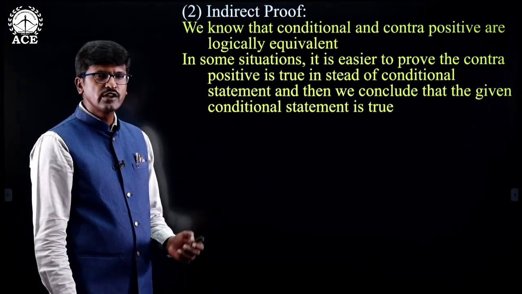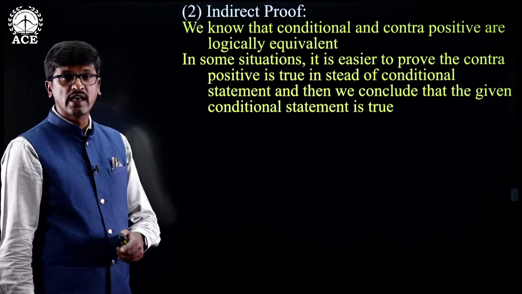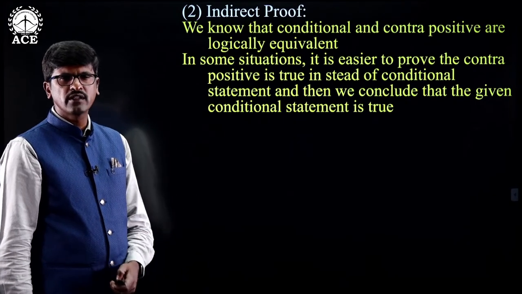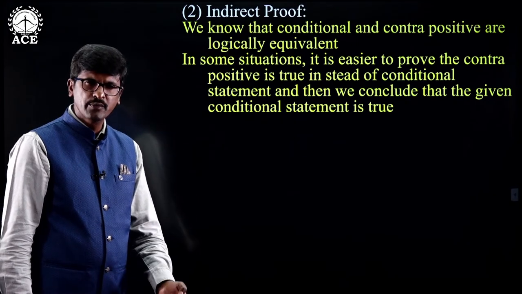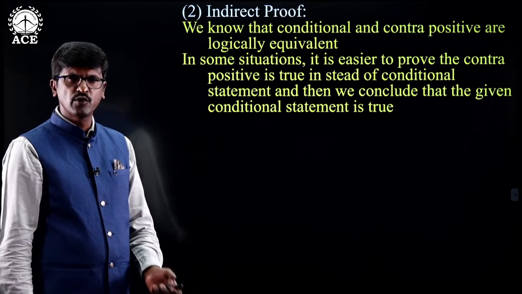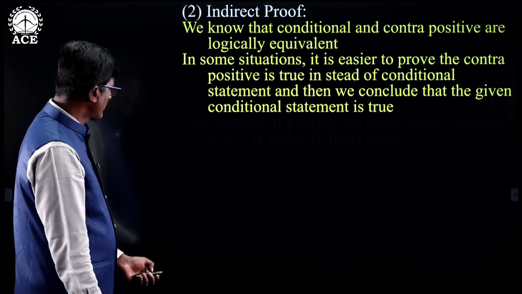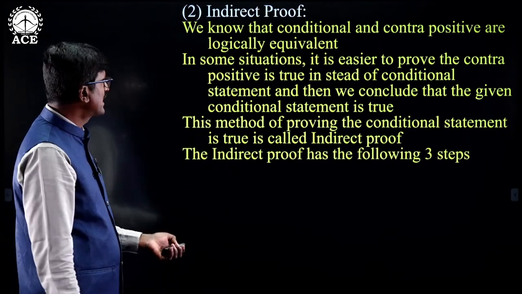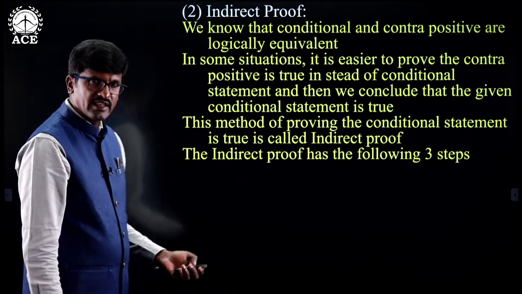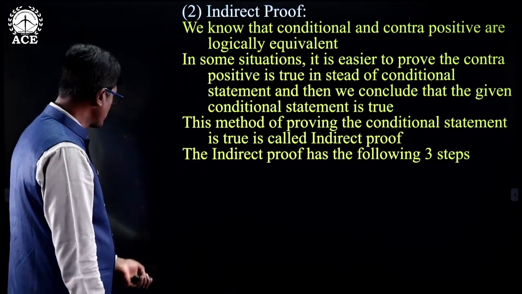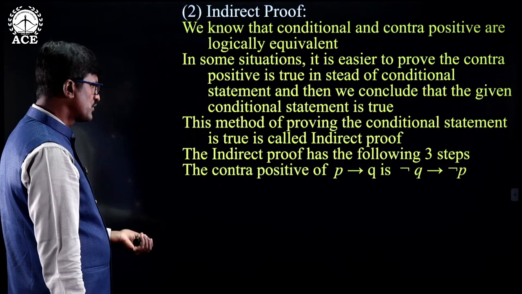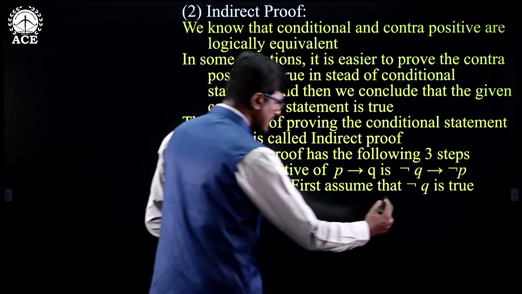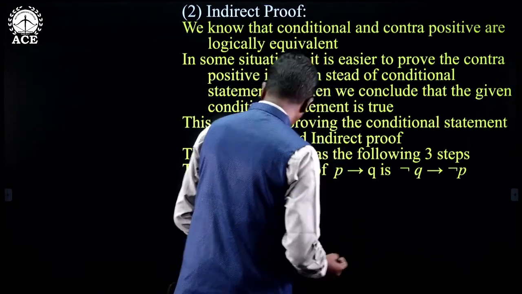That means we are not proving the conditional statement directly. We are proving it indirectly: first we prove the contrapositive is true, then we conclude the conditional is true, because the contrapositive and conditional are logically equivalent. That is called indirect proof. As we are proving the given conditional statement indirectly, it is called indirect proof. In the indirect proof, similar to the direct proof, we will have three steps. Hypothesis: we assume that negation Q is true, this is the conditional.